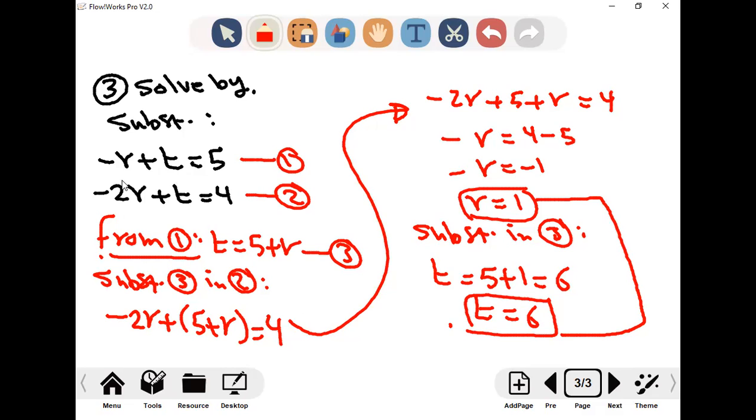If you want to use elimination here, is it ready for elimination? Yes. Just subtract them. If you subtract, t will go, right? Negative r equals negative 1, right? Divide both sides by negative, so both will be positive. Done?